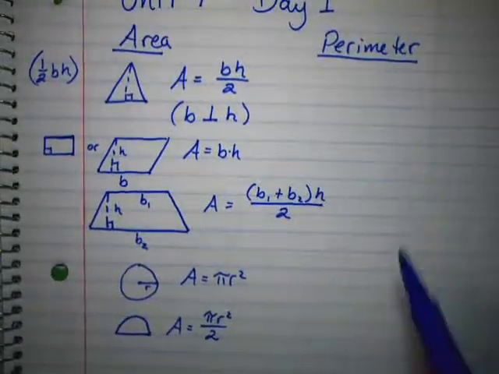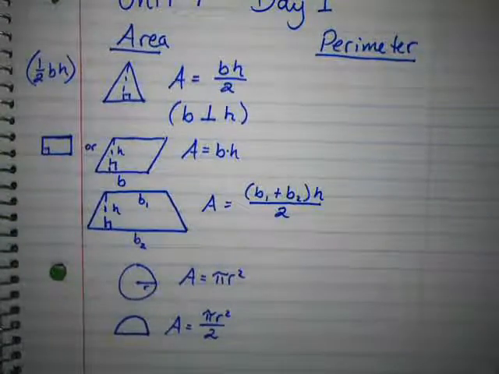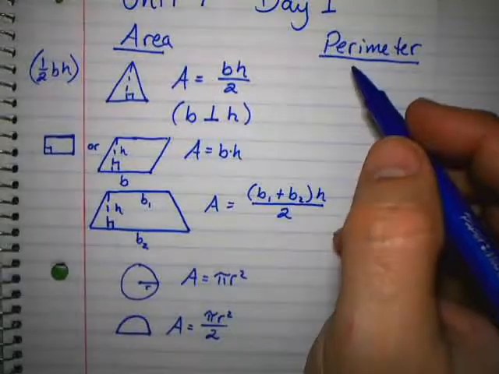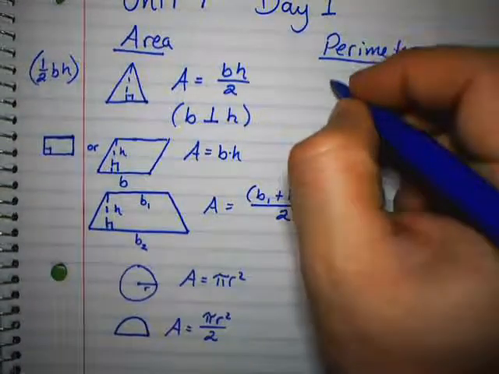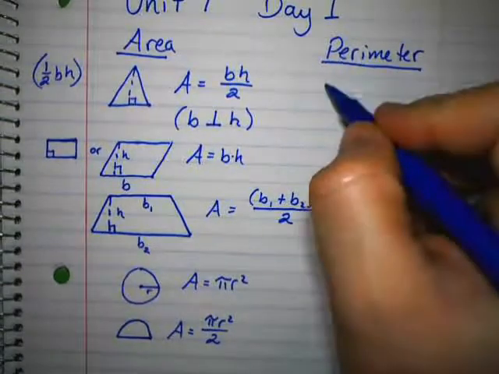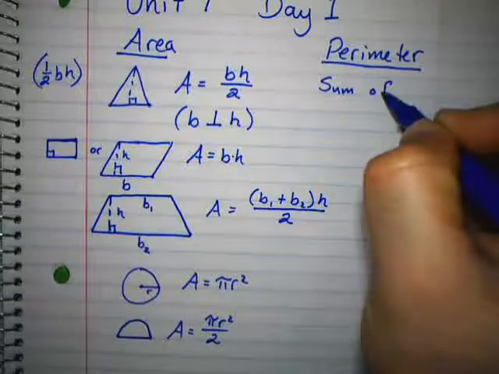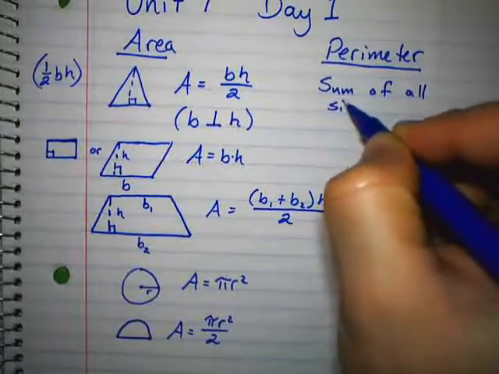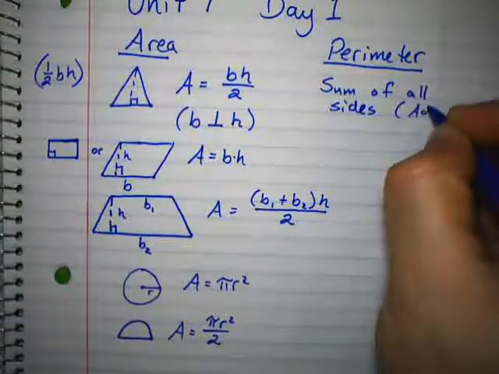Now notice that I haven't really said anything about perimeter, and that's because in perimeter, there isn't really a formula you could use. You could use a formula for rectangles, but really perimeter is very simple. To find the perimeter, you simply find the sum of all sides. Sum means we're going to add all the sides.